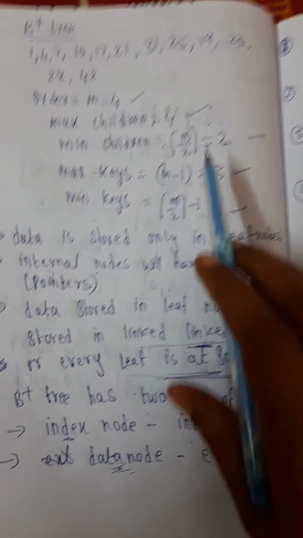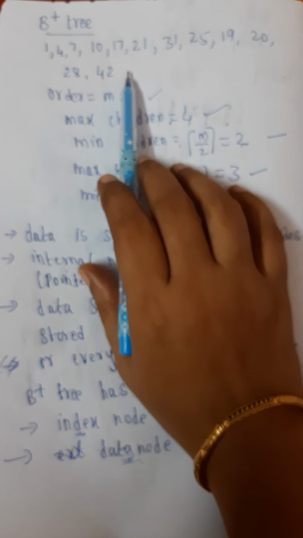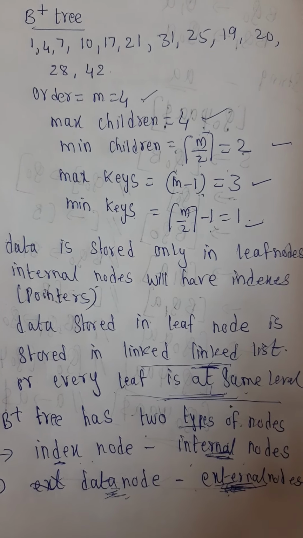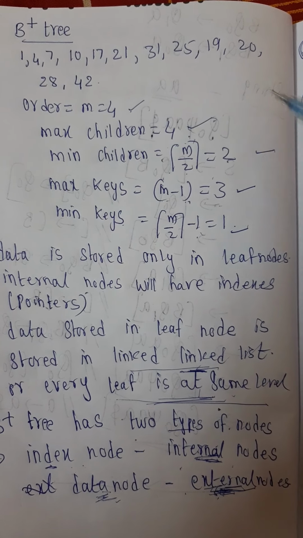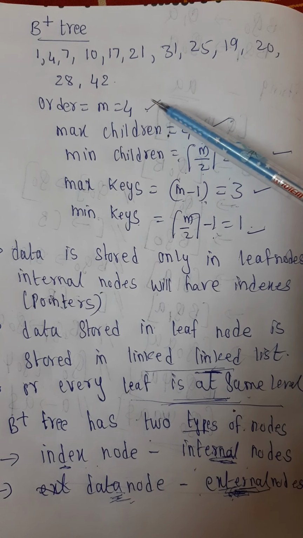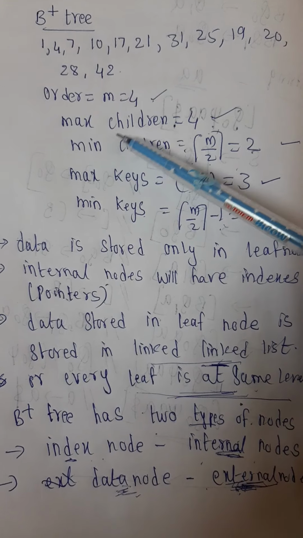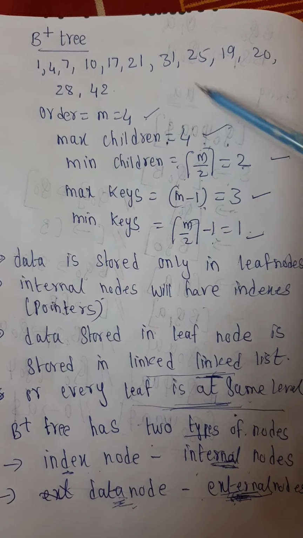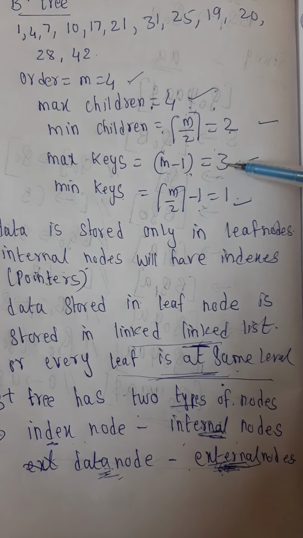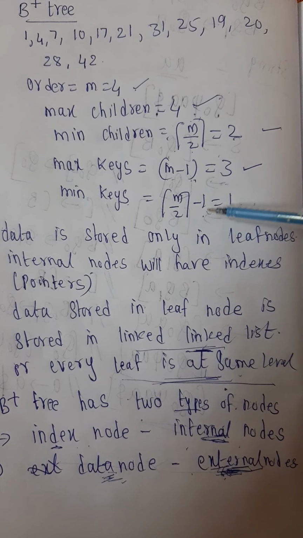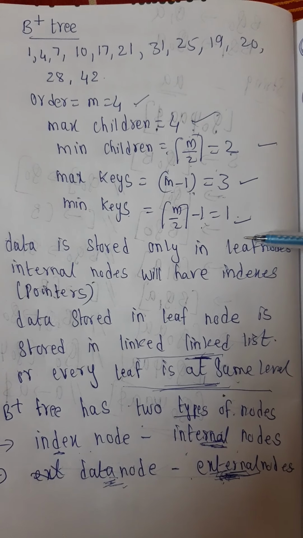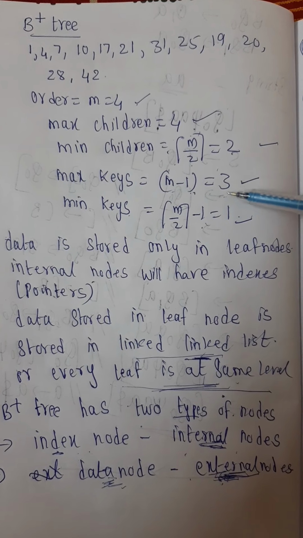Now we'll take an example. These are the values you have. Now I want to go with the insertion operation. Whatever properties you have for the B tree, the same properties you have here. And here we are taking order m equal to 4. So the maximum children allowed are 4. Minimum children are m by 2, that is 2. Maximum keys allowed are m minus 1, that is 3. Minimum keys are m by 2 minus 1, that is 1. Whatever properties we have for B tree, the same you will have for B plus tree also.